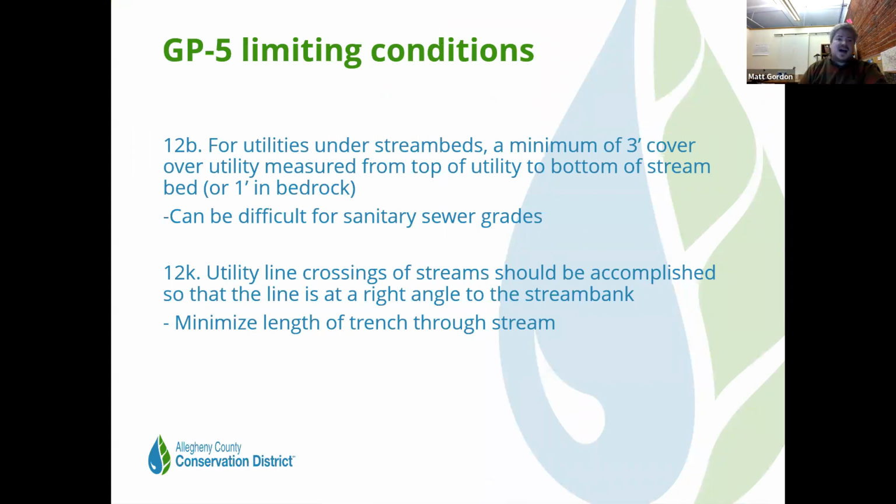The general permit 5, utility line stream crossings, some of the limiting conditions we see. For utilities that are under stream beds, permit requires a minimum of 3 feet of cover over the utility, measured from the top of the utility to the bottom of the stream bed. If it's in bedrock, it's a total of 1 foot of cover.